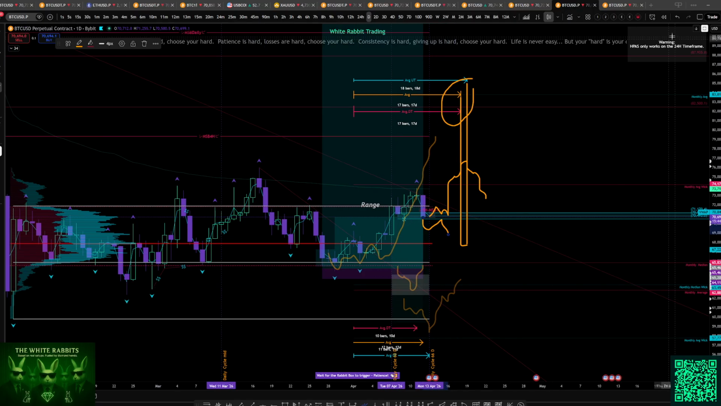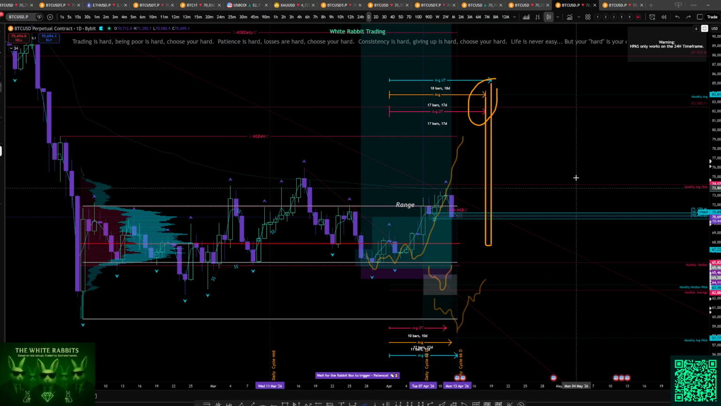So that's how things currently stand. Eyes on the local levels here. If this fails, we move back to the next lower support area, where I will create a new plan. All right, now let's have a look at momentum before I wrap it up.